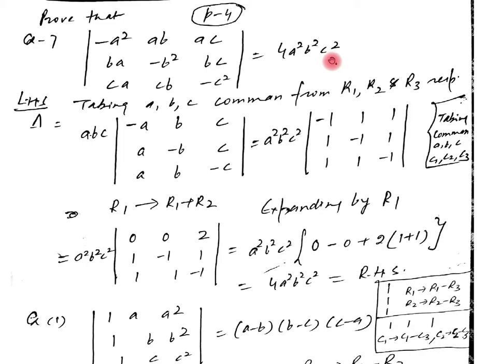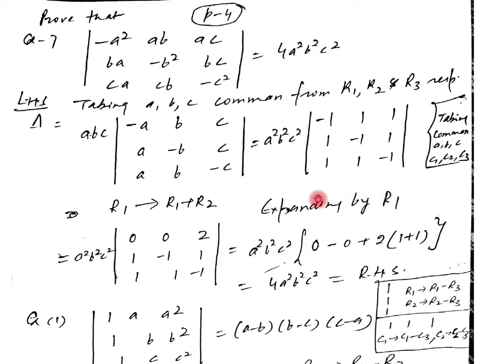See the question again. The question is we have to prove that this determinant is equal to this. We have to simplify this determinant to get our right hand side. Firstly, we have taken common from the first row, second row and the third row. A is common from the first, B is common from the second, C is common from the third. Then again we are seeing our determinant. Again we can take A common from the first column, B from the second and C common from the third column. We have taken it.